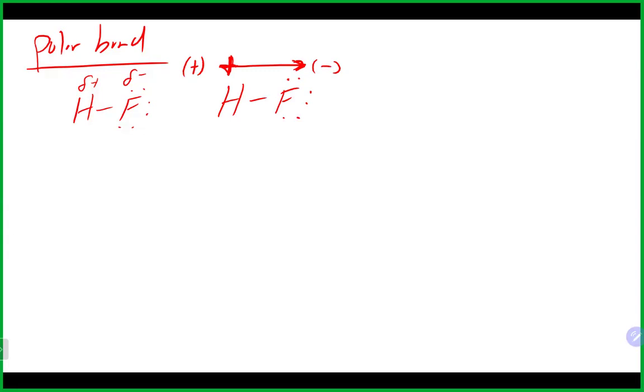Now, we could actually use electronegativity values to calculate what type of bond we would expect. For example, we could calculate the difference in electronegativity values. Electronegativity values run from 0 to 4. 4 is the most electronegative, and 0 is not so much.